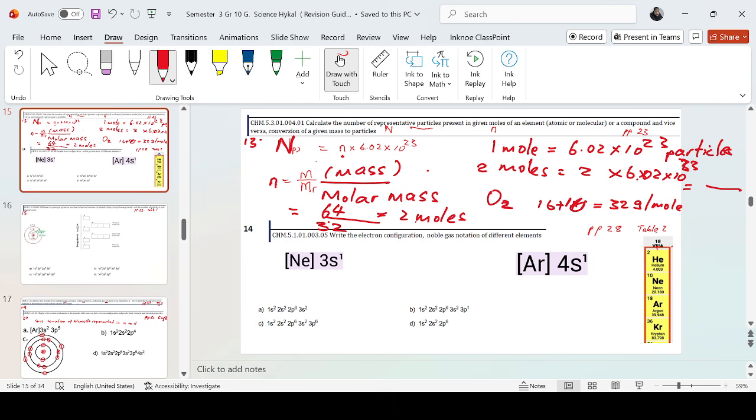We will do more practice in class around the use of this formula. Number of moles equals the given mass divided by the molar mass.